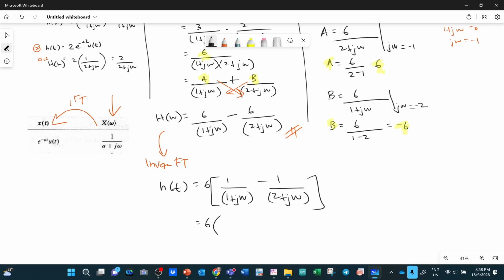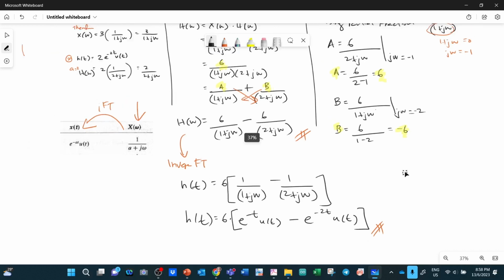Okay, in bracket. So what is the A value? A is 1, so just write it out. E to the minus t u(t), minus, for this case A is 2, E to the minus 2t u(t). Use square bracket. So this will be the answer for h(t).